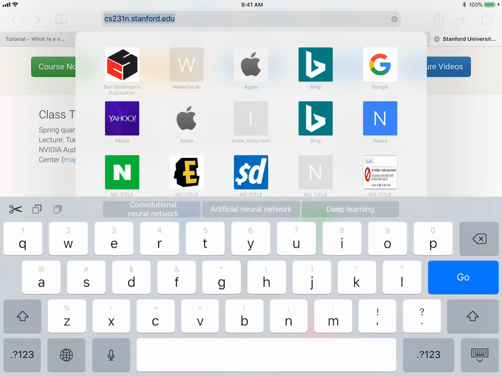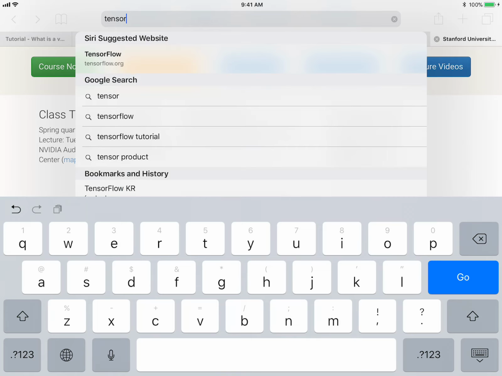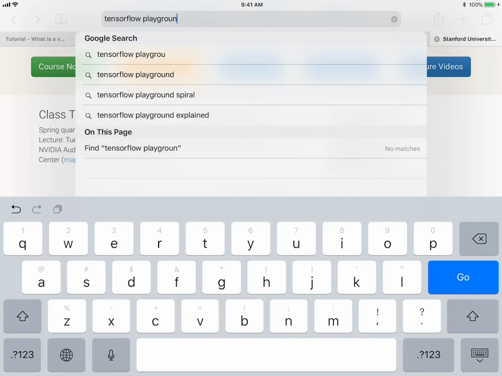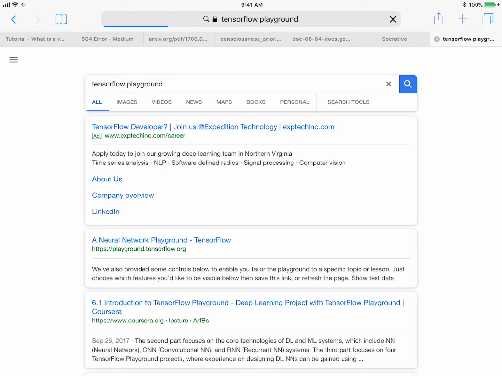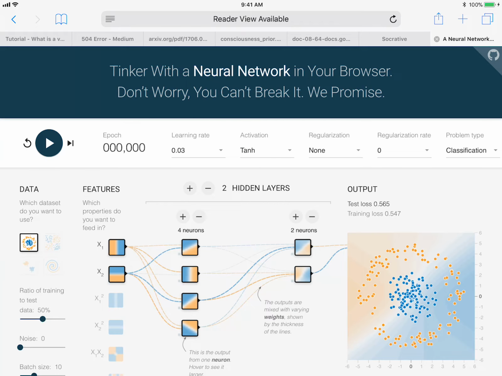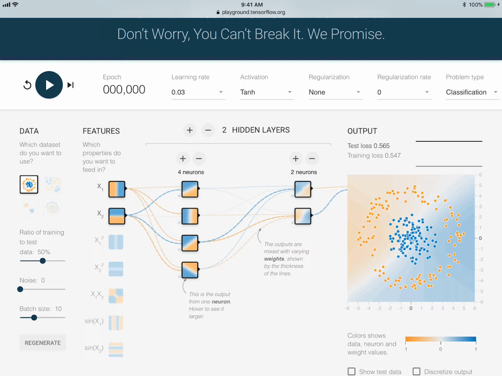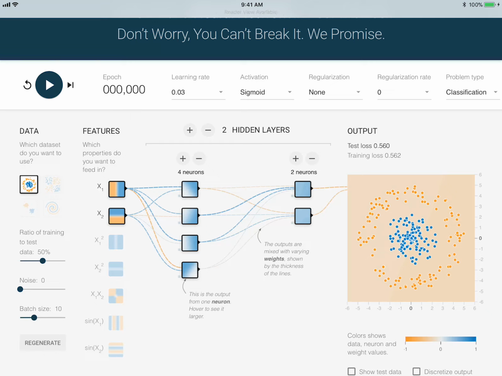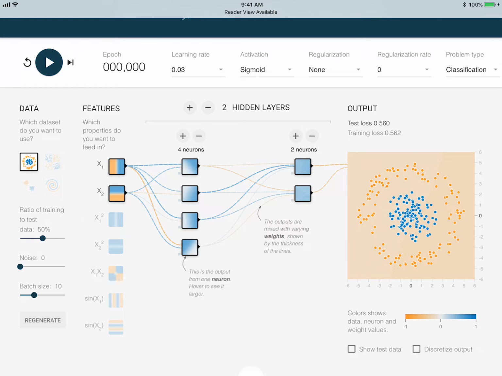Okay, so I think I have shown this in some of my previous classes at least a few times, but you probably know this website called the neural net playground. Suppose we are using the sigmoid and try to classify this.